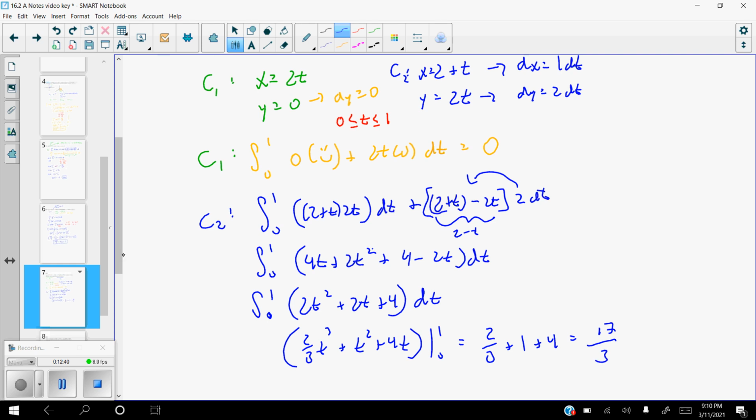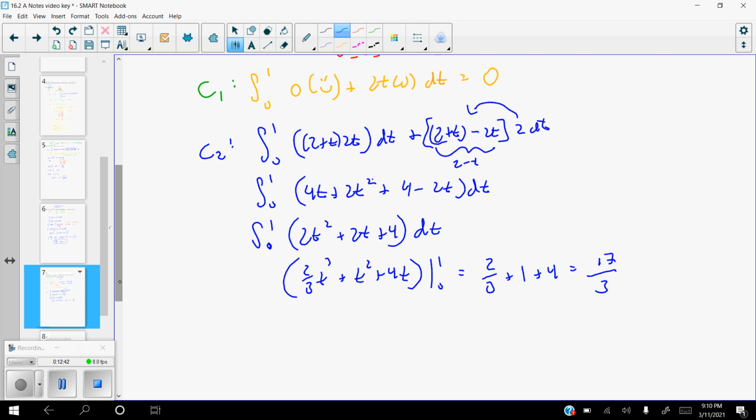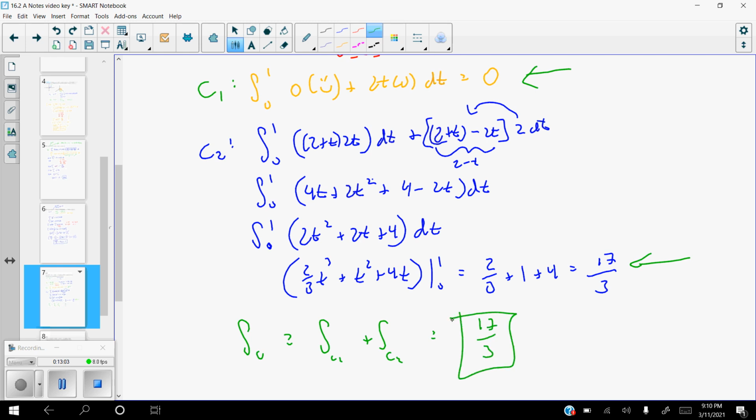So remember that the entire line integral over C is going to be the line integral over C1 plus the line integral over C2. That's really poor notation, but I just want to make sure you know you're actually adding these two things up. Granted, the first one was 0, so this is 17/3, because it would have been 0 plus 17/3. So there's your line integral for that one.